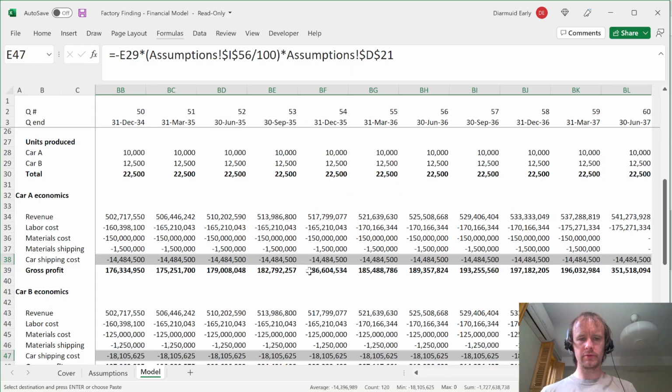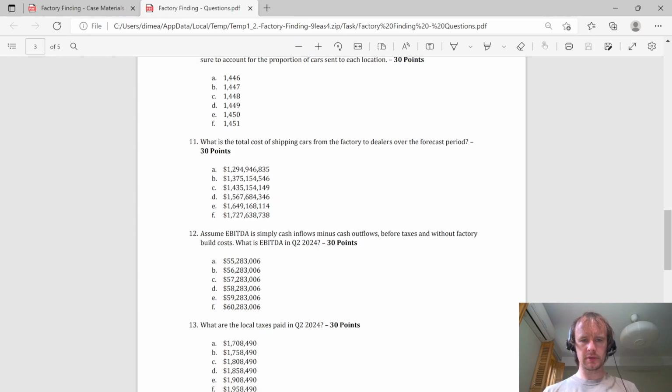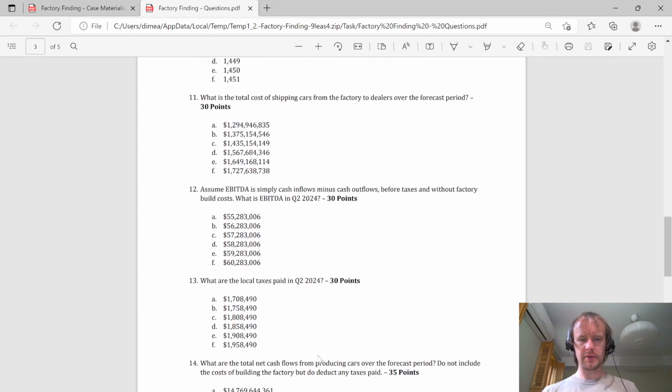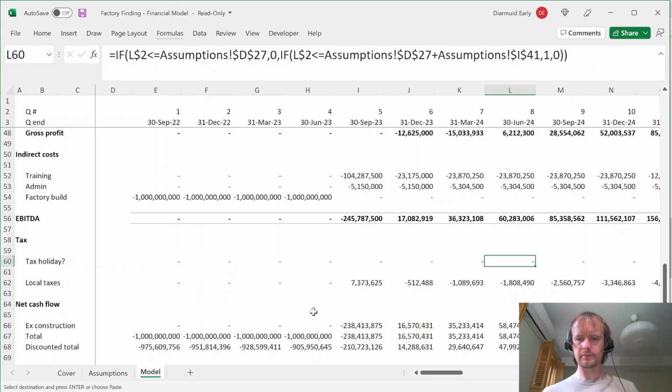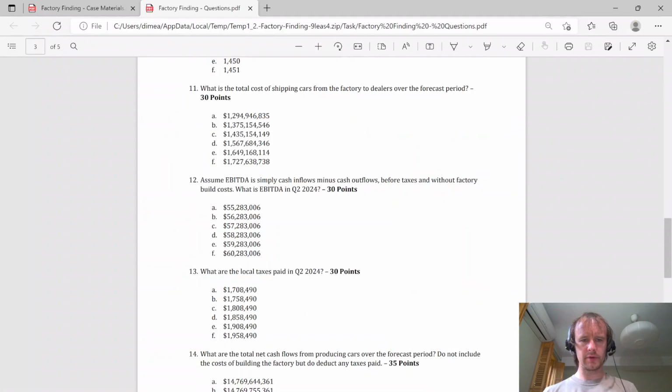Assume EBITDA is simply cash inflow minus cash outflow before taxes and without factory build costs. What is EBITDA in Q2 of 24? So we put that down here. Q2 of 24. 62,83,006. Yes. Total taxes paid in Q2 of 24. Is that same quarter? Yes. Q2 of 24. 1,808,490. Yes.